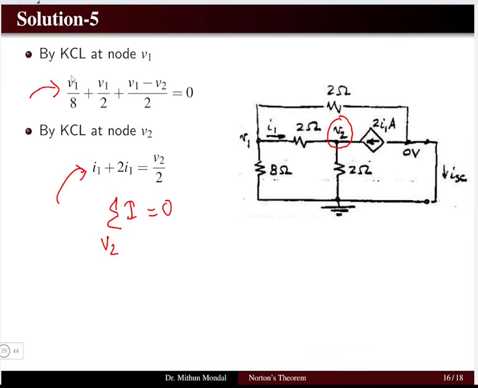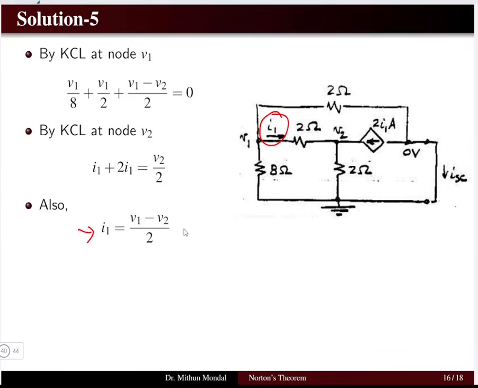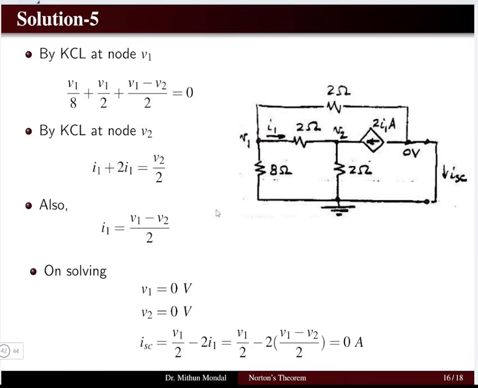So I find that V1 is a variable, V2 is a variable, and I1 is a variable. Three variables in two equations. One more equation is there, where the current I1 that is flowing, I can write as V1 minus V2 by 2. So we have three equations and three variables that we need to find. If we solve these three equations, I can determine the node potentials V1 and V2.